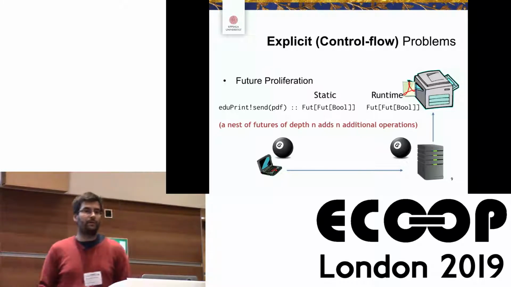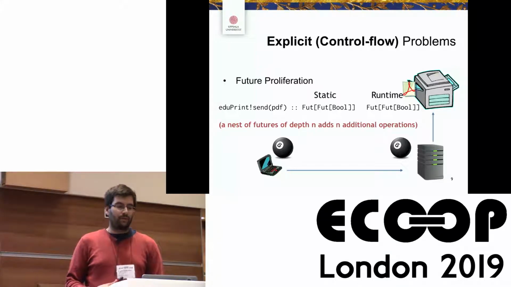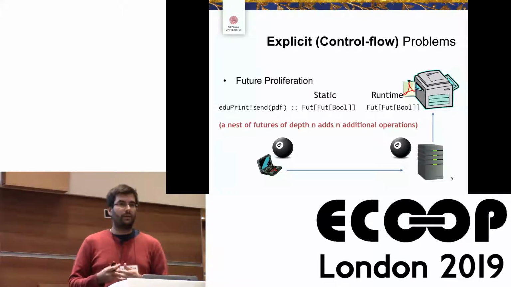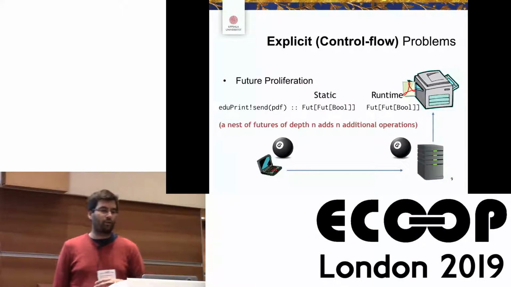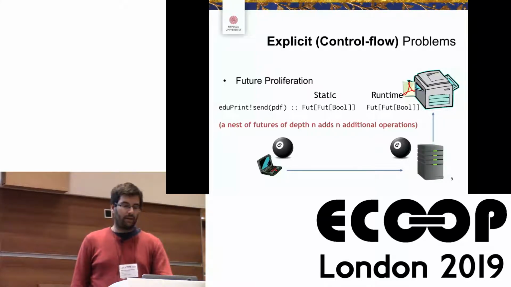We also identified the future proliferation problem, and this one refers more to the runtime. Whenever we create this kind of nest of futures, at runtime we're going to have to deal with n nested operations of futures, such that a nest of futures of depth n is going to add n additional operations.